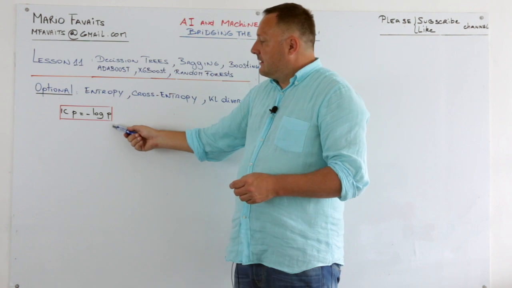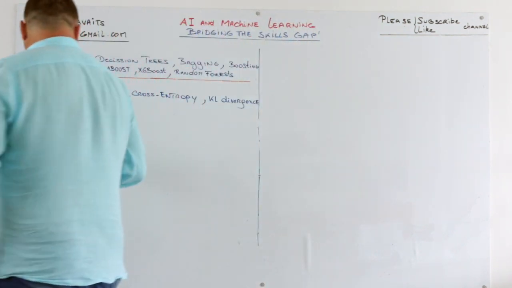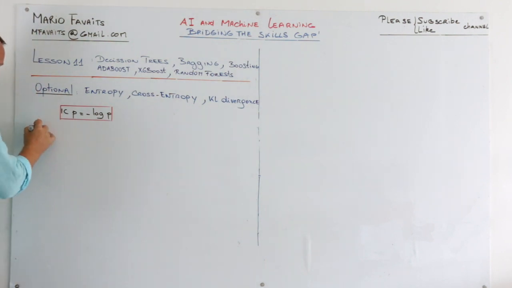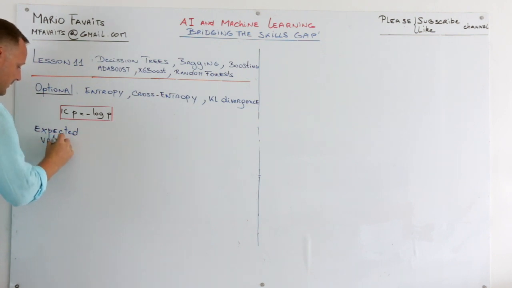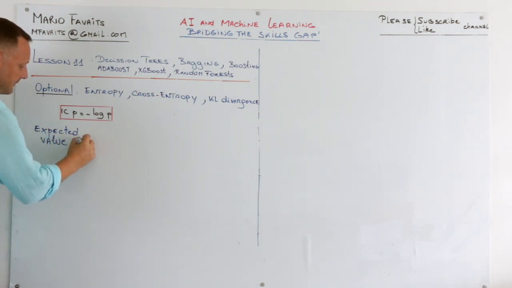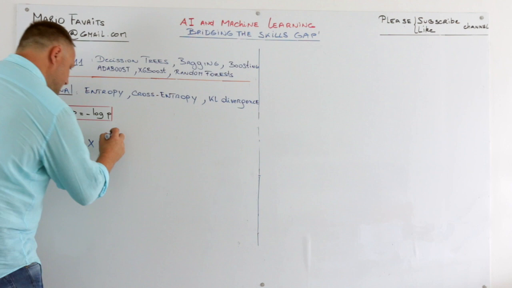Okay, so this is the formula for information content. Now we're going to define expected value, the expected value of a random variable x. And we've seen this in the statistics refresher.